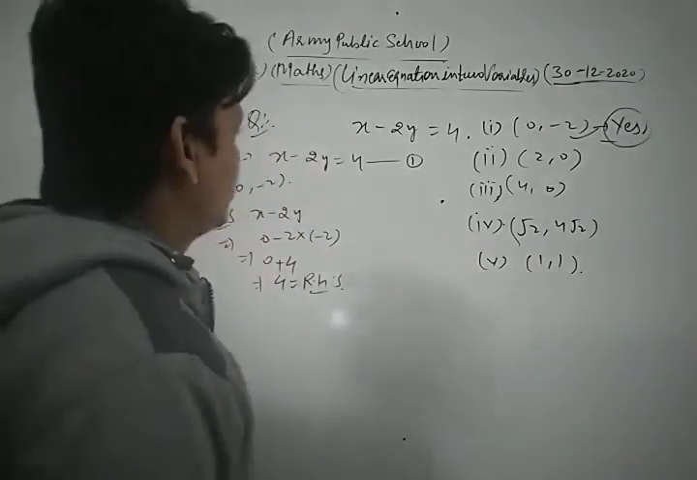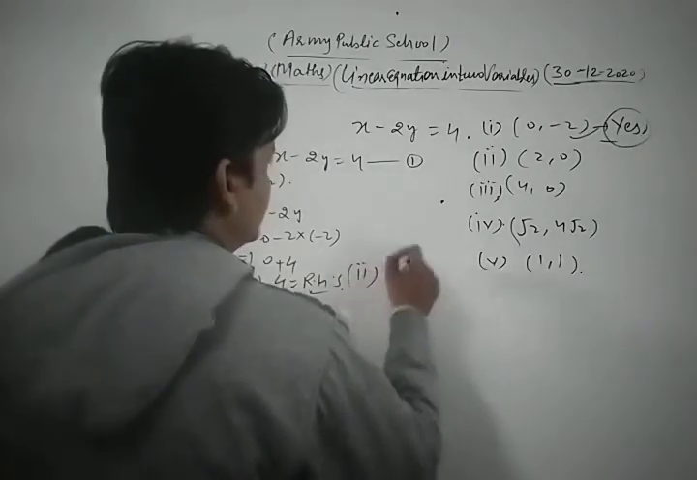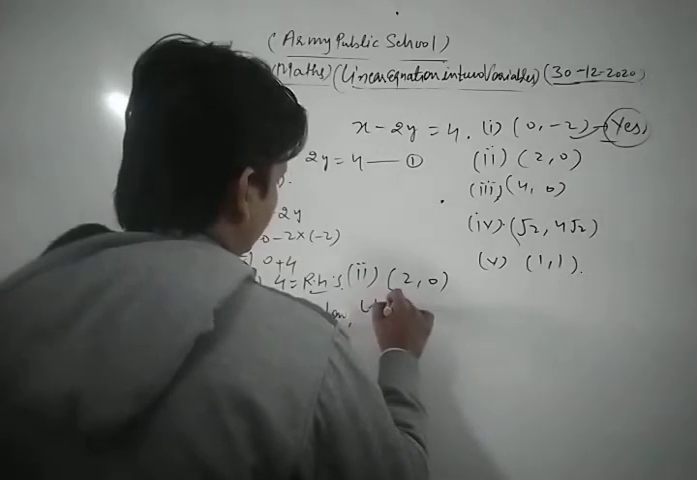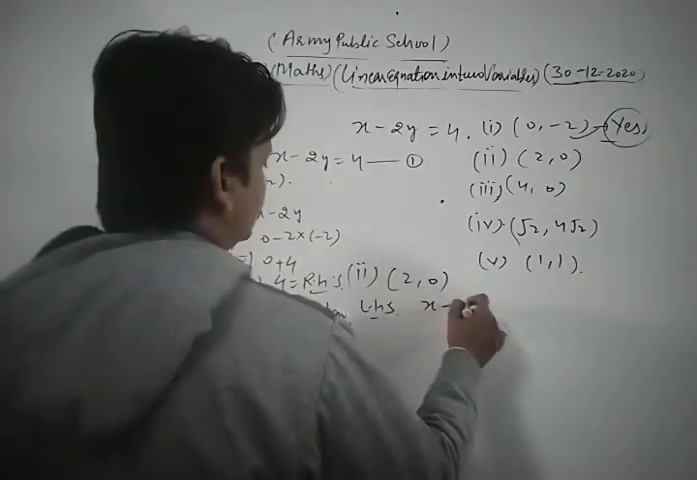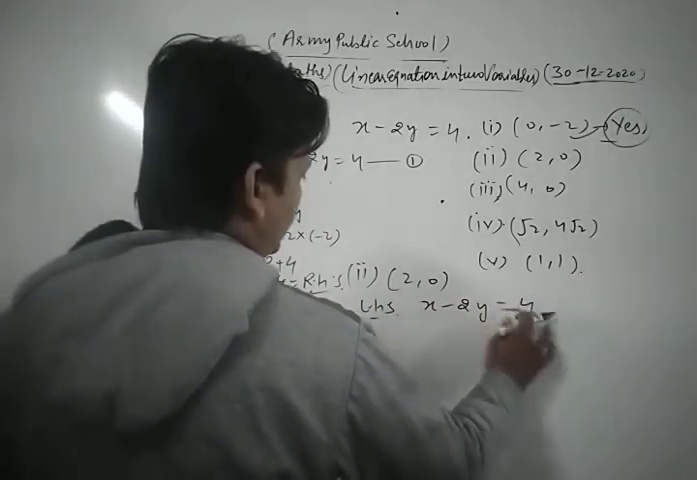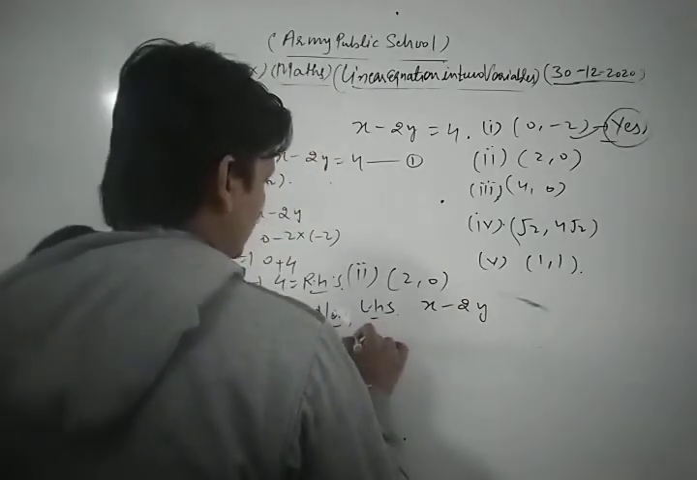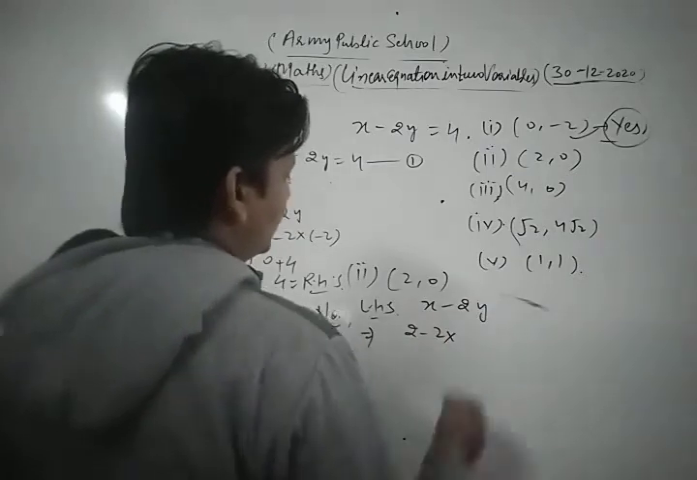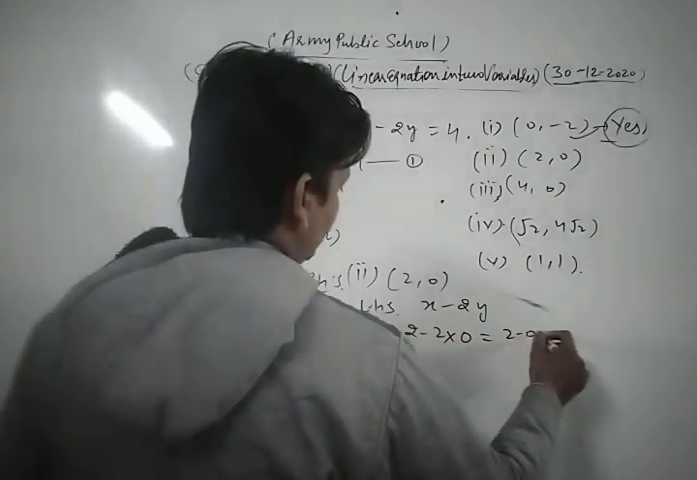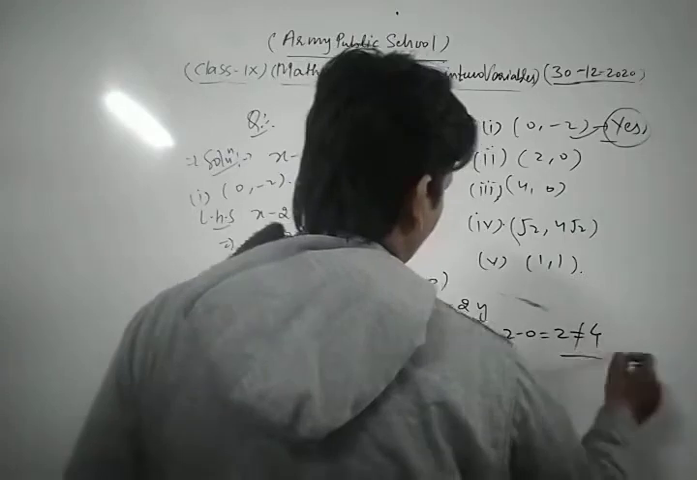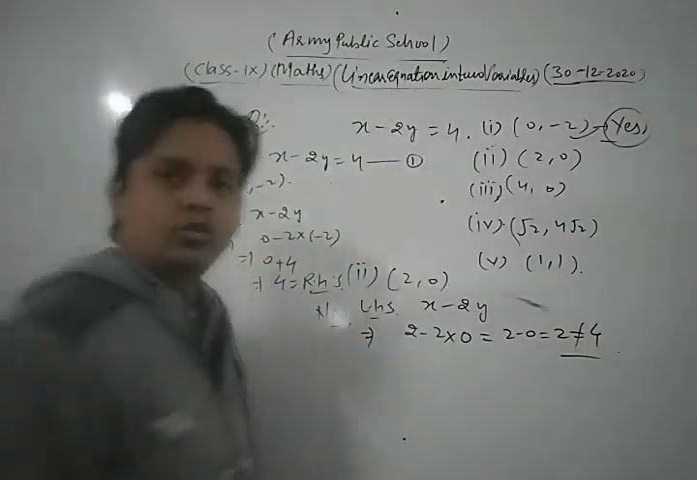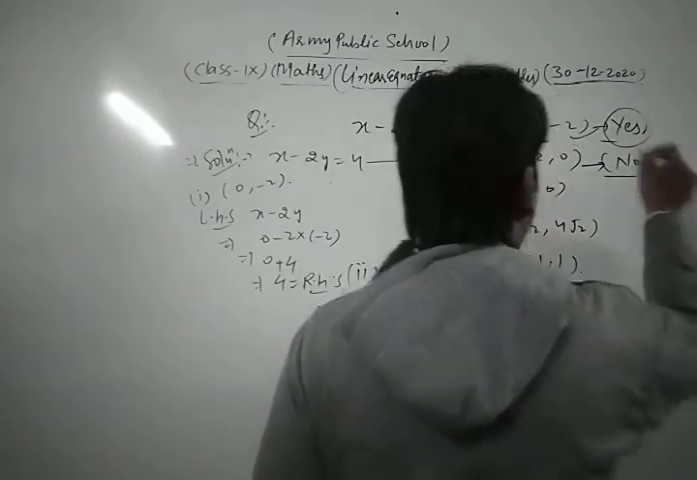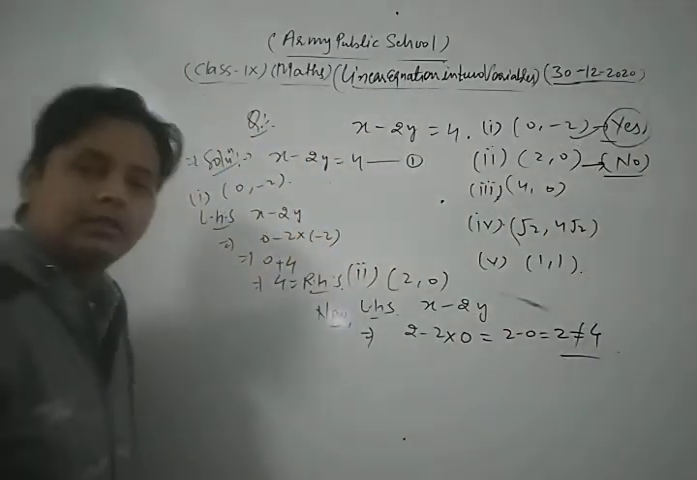Similarly, we take and solve the second part of this question, which is 2 comma 0. Now we take the left hand side of the equation, x minus 2y. We put x is equal to 2 and y is equal to 0. So we get 2 minus 0, which is 2, which is not equal to 4. So this pair of values 2 and 0 is not a solution of the given equation.